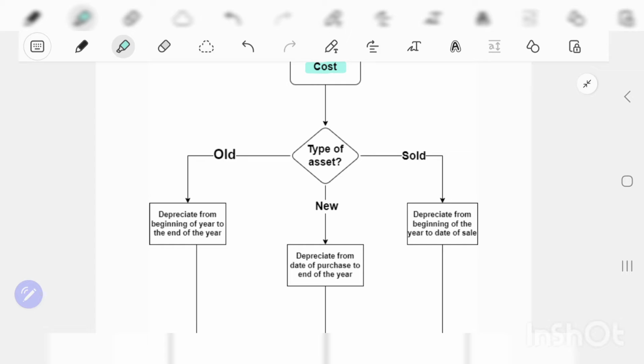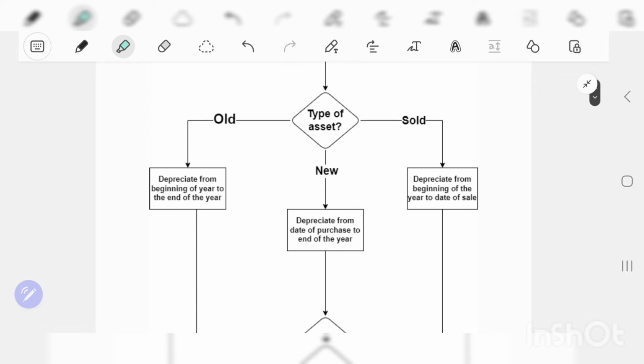You have the old assets, which were already there prior to this current financial year, and then you are also going to calculate the depreciation for the new asset. So it's always very important for you to differentiate between old assets, new assets, and the assets that you decided to sell during the year. Why? It's because their timeline is different.